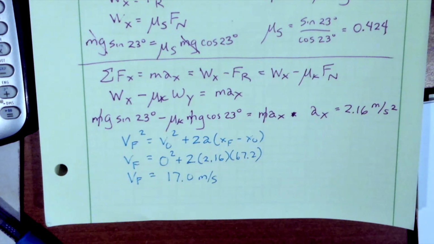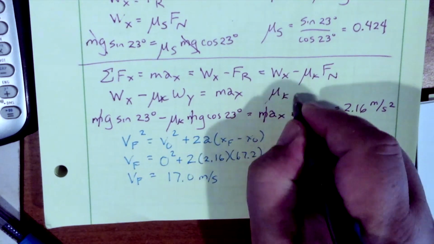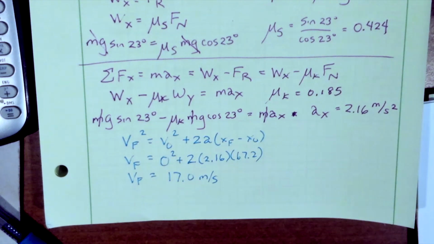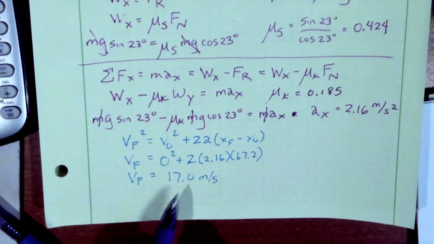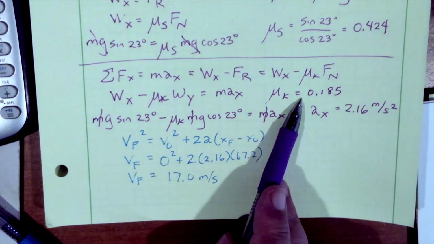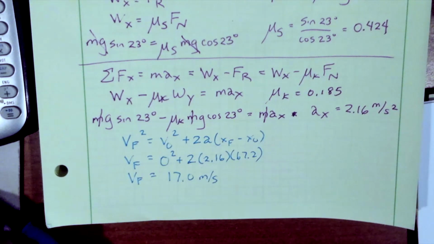Compare that to what we got in the previous problem without friction, 22.7 meters per second, and we see that even a small value of mu k, even a mu k value of 0.185, is still going to cause a significant reduction in the final velocity. But as long as that coefficient of friction is less than 0.424, she will go sliding down the slope.